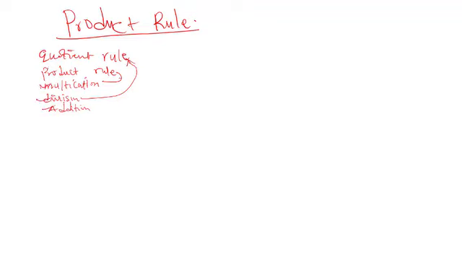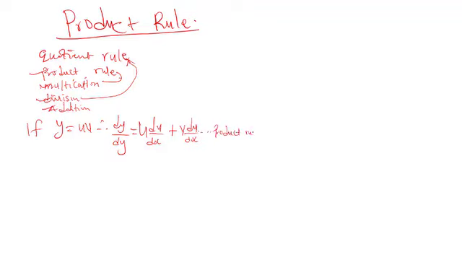Today I would like us to go straight into dealing with the product rule. Now when we started, I stated clearly that the product rule is given as: if y equals uv, then dy/dx equals u dv/dx plus v du/dx. This rule is called the product rule.